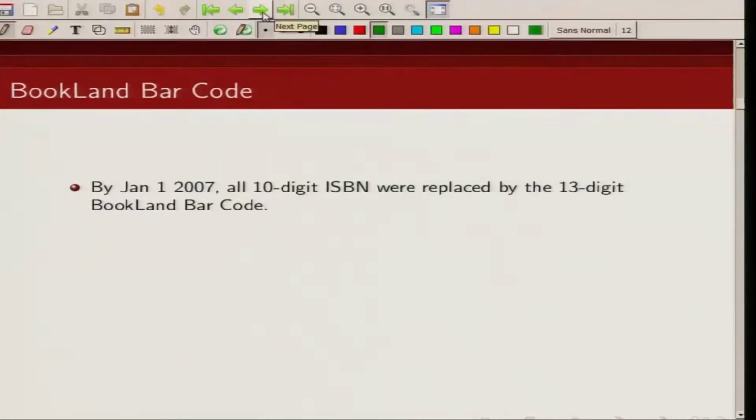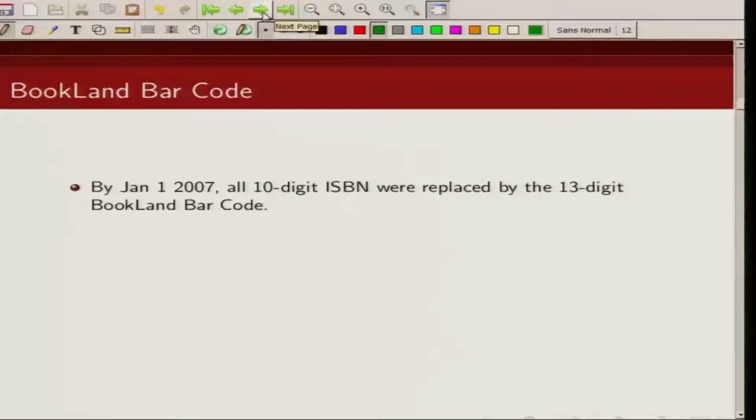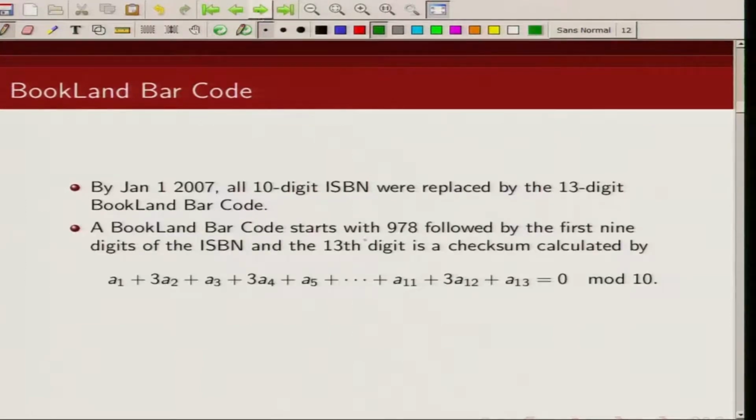Okay. Now, by 2007 all these ISBN numbers were replaced by this 13-digit bookland barcode number. And what are these bookland barcode numbers? So, a bookland barcode number starts with 978 and then is followed by 9 digits of the ISBN number, and the 13th digit is a checksum which is calculated in this particular way.